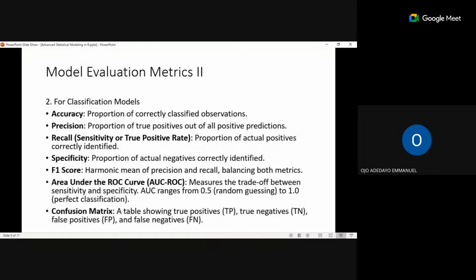Now, for classification, this is one of the things that we're going to be taking in our machine learning next month.